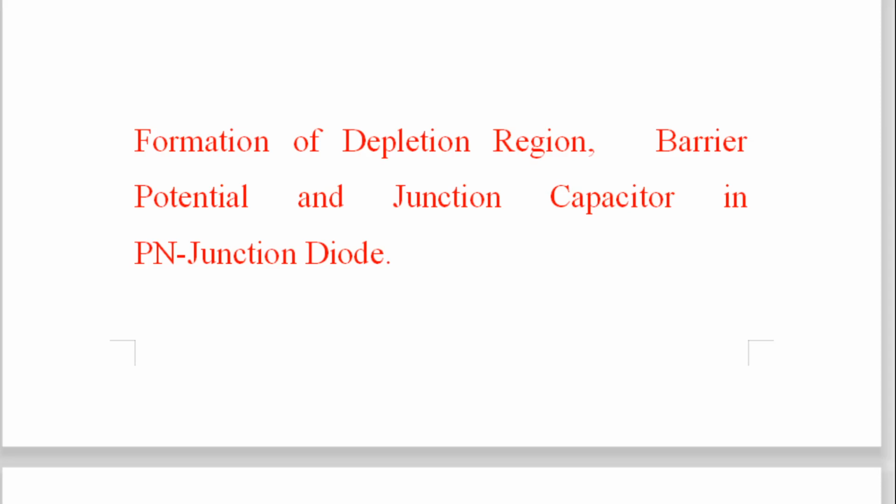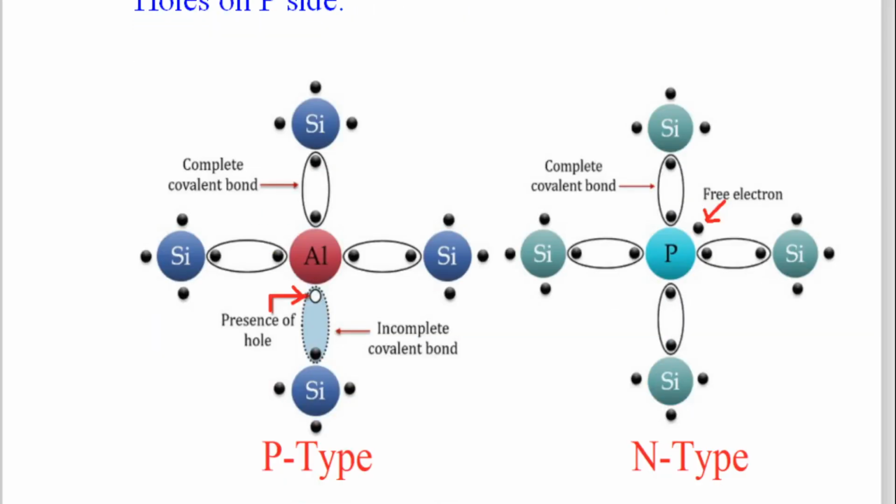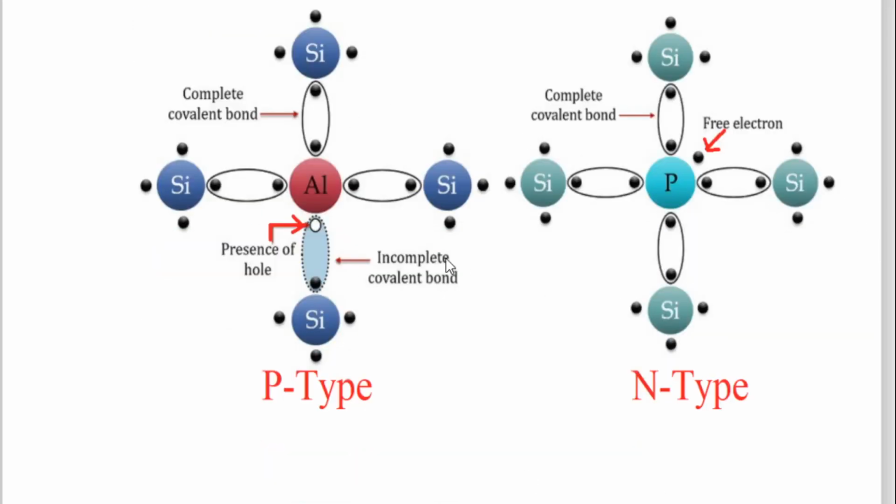So let us start, because we have already covered everything about p-type material and n-type material, which are extrinsic semiconductor materials. Now, as shown below, when a p-type semiconductor material is combined with an n-type semiconductor material as a single crystal, at that time the free electrons of the n-type material start migrating towards the holes on the p side. Now let us go to the diagram and understand that. See this diagram very carefully.